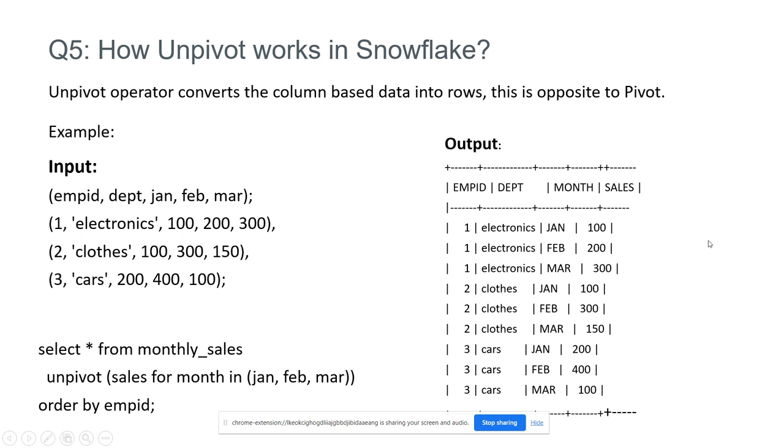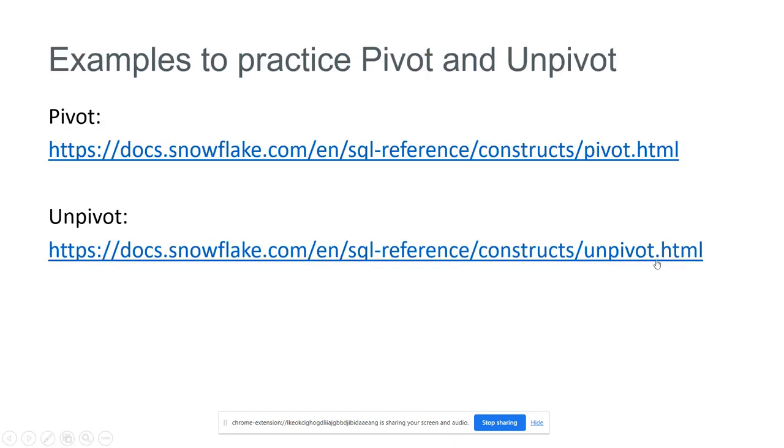If you want to practice these pivot and unpivot queries, the Snowflake documentation gives these examples very clearly. You can get them from these links, or you can go to Google and type pivot in Snowflake, and that will take you to this page. Here there are examples, and it is clearly explained how pivot and unpivot happen. You can go there and practice.